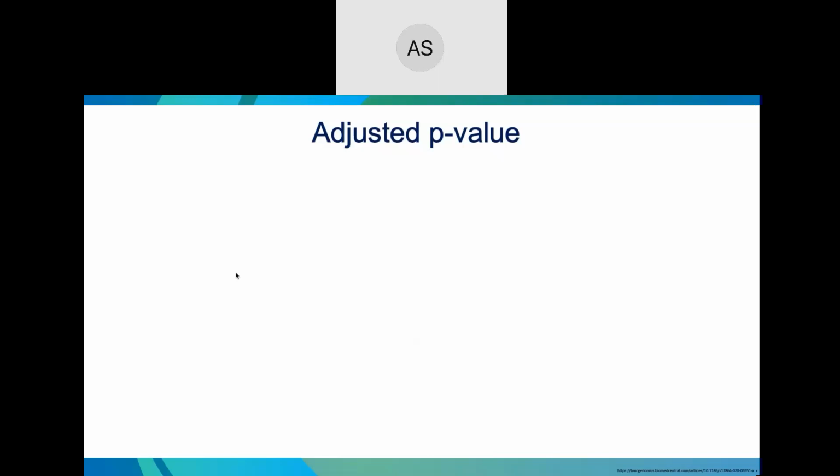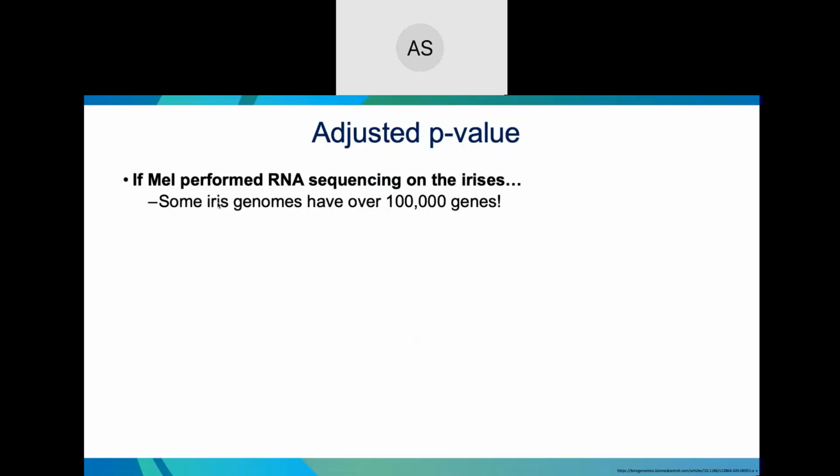Now, in general, in bioinformatics, we use what's called an adjusted p-value rather than the straight p-value. So that just means we need to do a mathematical adjustment to the p-value before we can use it. And what I mean by that, and why we need to do the mathematical adjustment. Let's say Mel, our alien friend, performed RNA sequencing on the iris samples. It turns out, the mouse genome has maybe 55,000 genes. It turns out some iris genomes have over 100,000 genes.